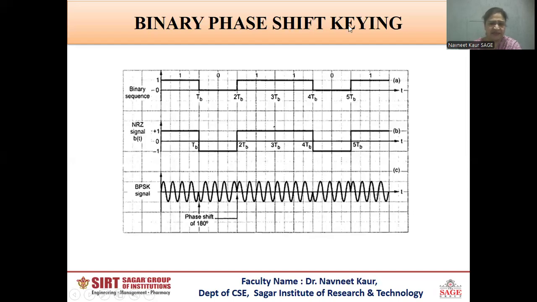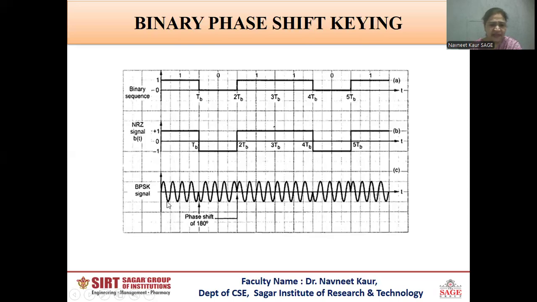Now, in BPSK signal, what happens? I'll take the help of a high frequency sinusoidal carrier. Sinusoidal means that we are having a sine wave, which is having higher frequency as compared to this message signal. Now, in this case, we can see a BPSK signal. Since the name is binary phase shift keying, the phase of the carrier signal will change according to the binary message signal.